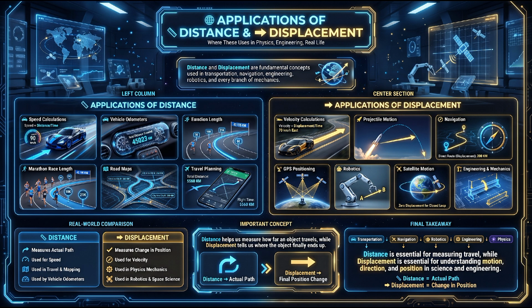The key idea is that distance tells us how far an object has traveled, whereas displacement tells us where the object finally ends up relative to where it started. Both quantities are essential, but each serves a different purpose. Choosing the correct one depends entirely on the situation and the physical quantity being calculated.